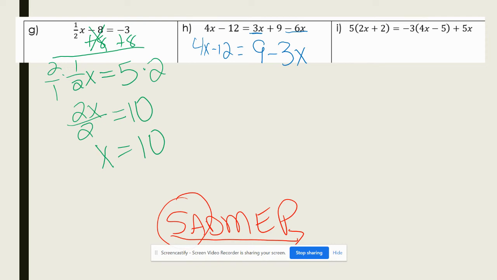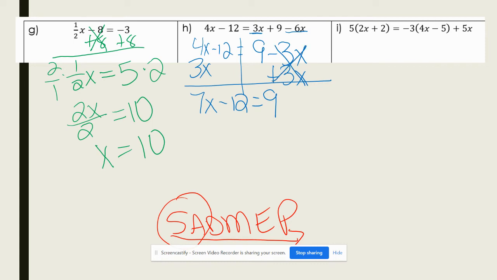So that's our first step. Now I want to combine my x's on the same side of the equal sign. So here's my equal sign if I kind of think of it like a wall. I either want to move the 3x to the left or the 4x to the right. I'm going to choose to move the 3x to the left. This is a minus 3x. The opposite of a minus 3x is to add 3x. 4x plus 3x is 7x minus 12. Keep the 9. Negative 3x plus 3x is 0.